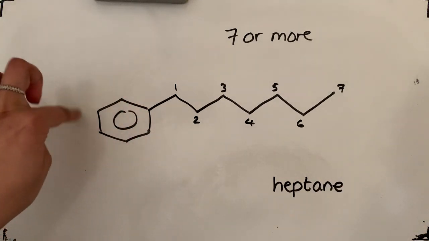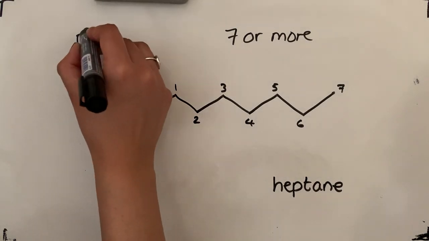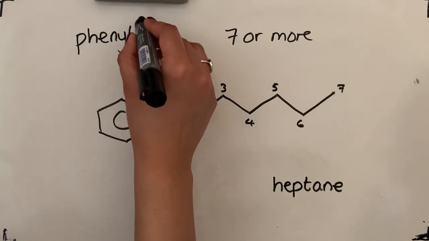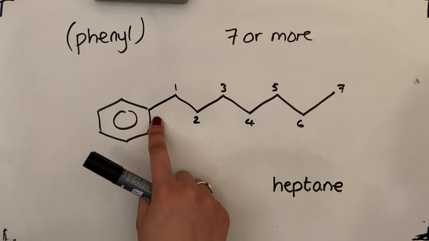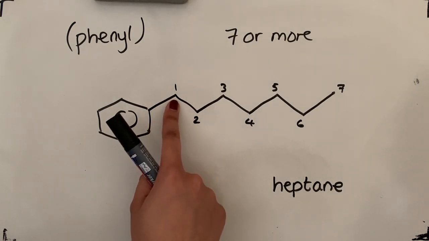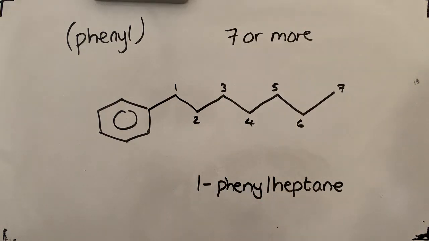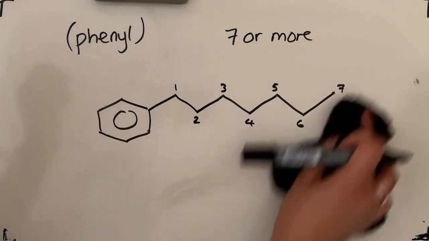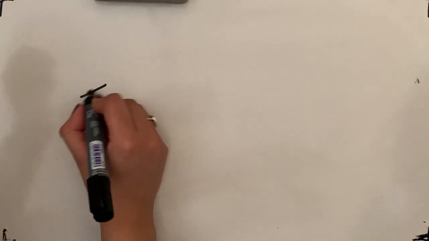And now, as we said, this benzene ring is a substituent, and as a substituent, we don't call it benzene anymore. We actually call it phenyl. So benzene rings as a substituent, we call it phenyl. And as you can see, this phenyl group is coming off of carbon number 1. So this is called 1-phenyl heptane. All right, so if we have 7 or more carbons coming off, benzene becomes a substituent. So let's just do another example of that.